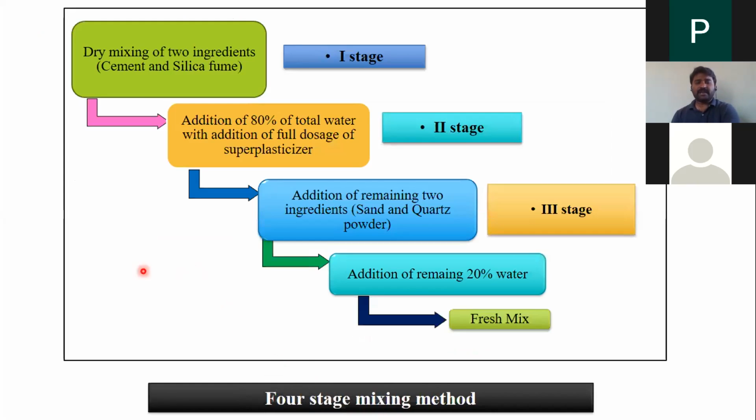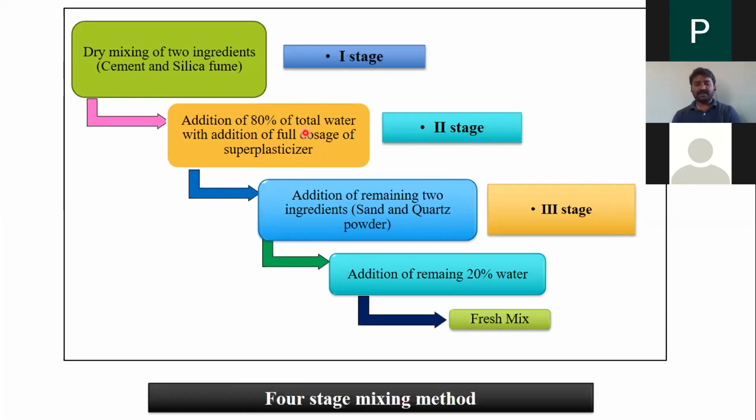Next, we have tried another mixing method. In the four-stage mixing method, first we only mix the cement and silica fume. That is what I'm calling the first stage, cement and silica fume. In the next stage, I'll add 80% of the water and the full dosage of superplasticizer.